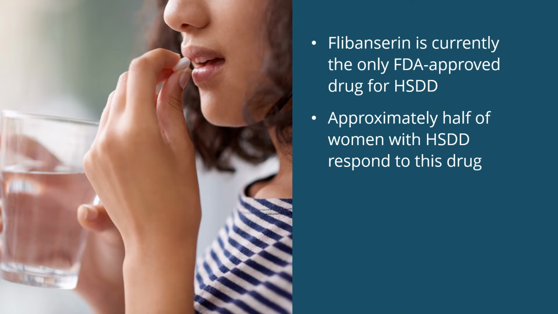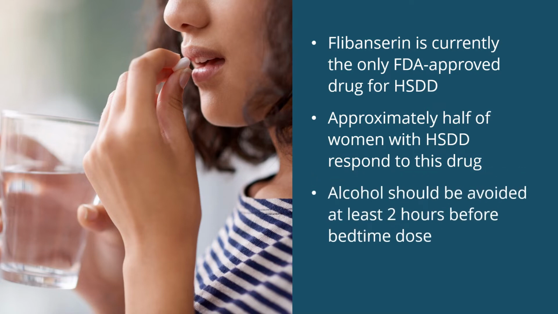The risk of hypotension and syncope increases when Flibanserin is taken with certain other drugs or alcohol. Women should discontinue drinking alcohol at least 2 hours before taking Flibanserin at bedtime. The drug is only available under a risk evaluation and mitigation strategy, REMS, and clinicians must be certified to prescribe it. Testosterone therapy is another option for some women with HSDD, but currently is not FDA approved for treatment in either pre- or post-menopausal women.